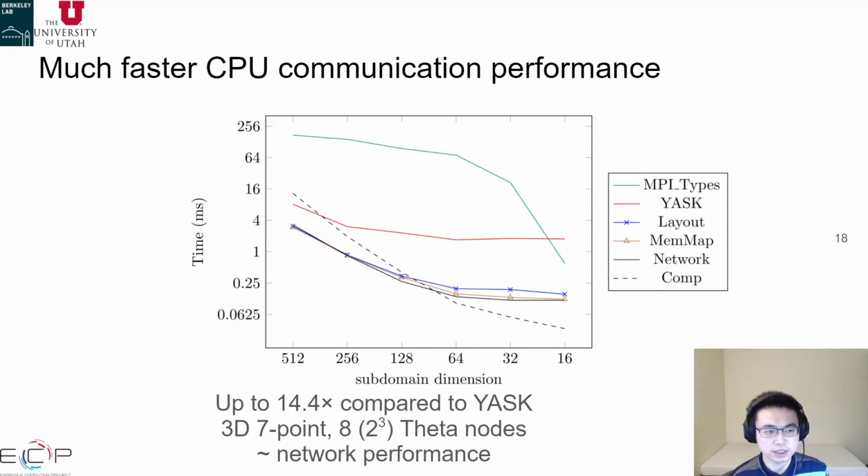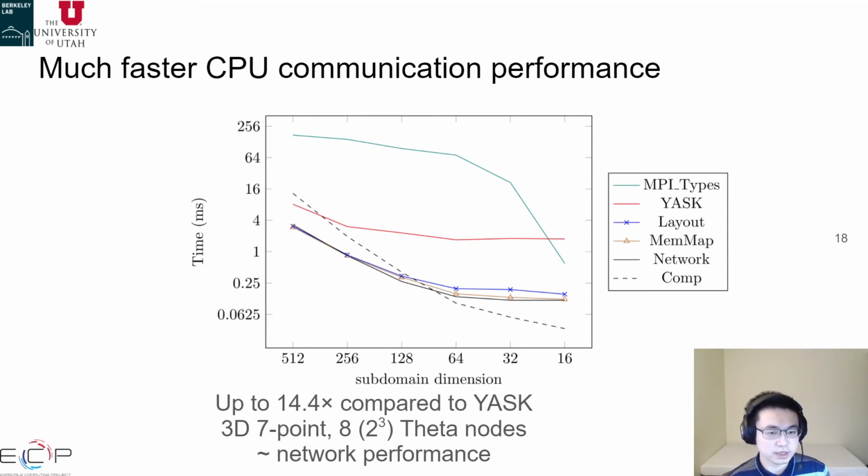This figure demonstrates the CPU performance using a 3D 7-point stencil, where the domain is decomposed into 2 by 2 by 2 subdomains on 8 different Theta nodes. When we vary the subdomain on each of the nodes, we're able to evaluate the communication performance with respect to different surface-to-volume ratios under ideal network conditions. And if we move from large subdomains to smaller subdomains, it is also a proxy to strong scaling.